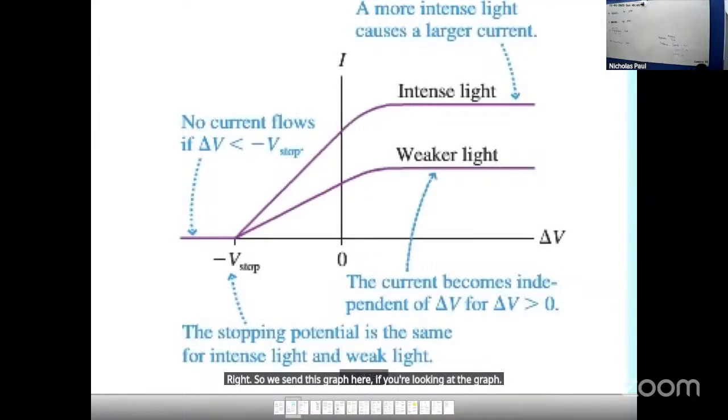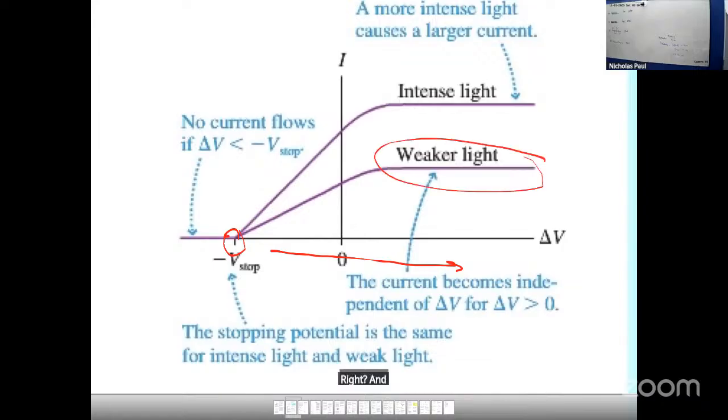Here, the graph shows that there's a special voltage called the stopping potential at which no electrons will flow. As we increase the voltage, the current will continue to increase, and then the current stays the same and doesn't change as the voltage changes after a while.